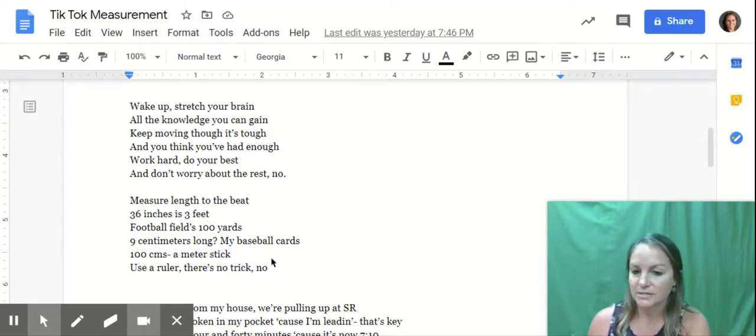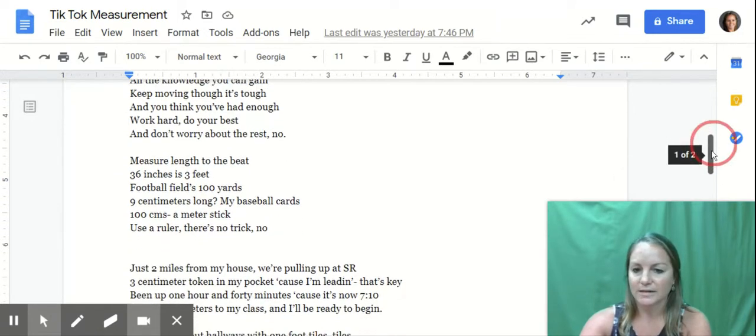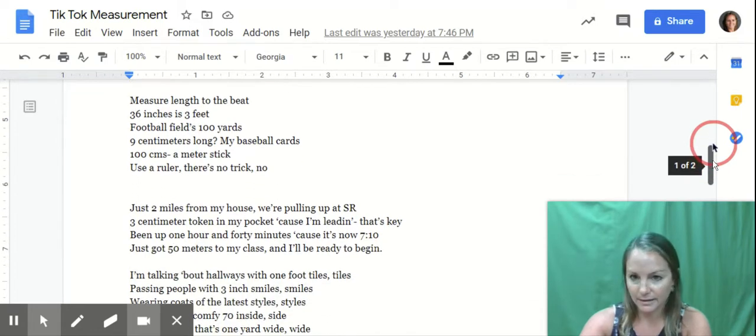Here is 100 cm, and that's the abbreviation for centimeters. So know that 100 cm equals a meter stick, and using a ruler. So again, wrapping your head around what's used for these types of measurement. It's just based on that. So that's your length stanza.